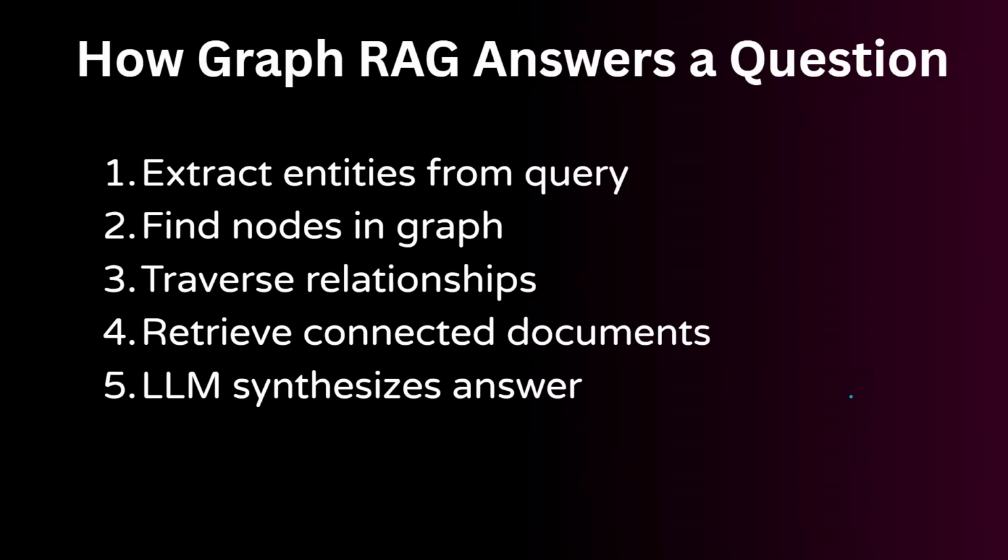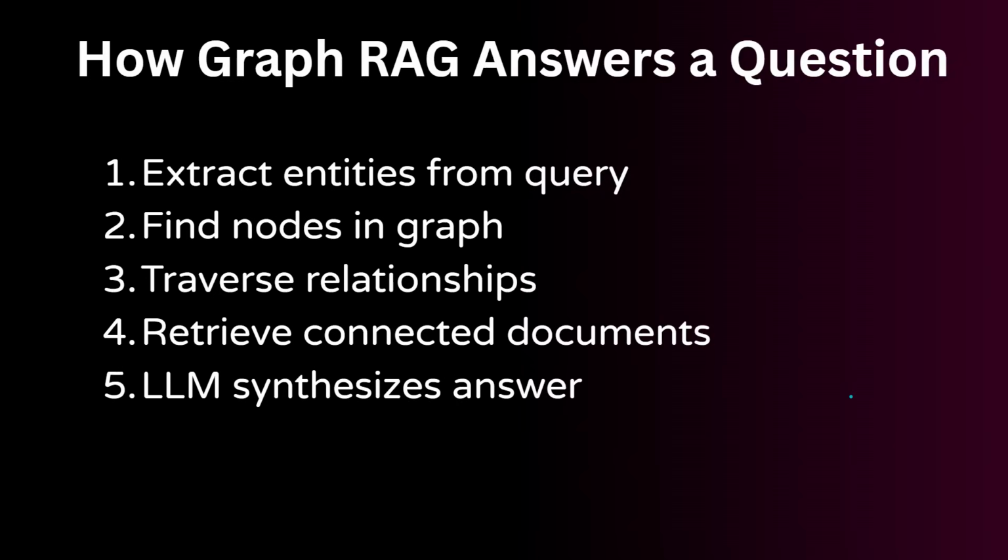We will walk through a step-by-step example of how Graph RAG answers a question. Step 1: we extract entities from the query. The system identifies the most important objects in the user's question, for example, an employee, a system, or a policy. In step 2, we find nodes in the graph. Each identified entity is mapped to its corresponding node in the knowledge graph, anchoring the question in structured knowledge.